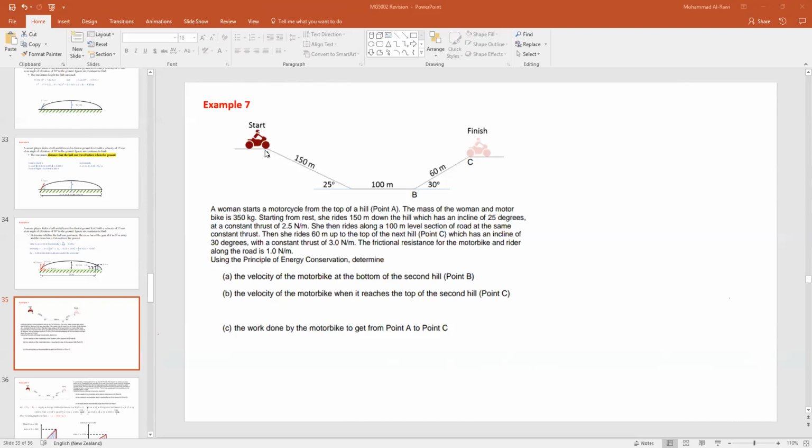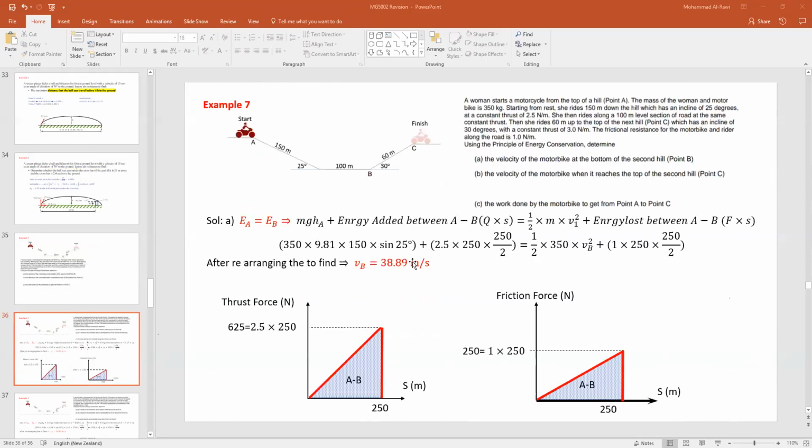So we're trying to find from A to B. And then the velocity of the motorbike when it reaches the top of the second hill, the velocity at point C. And the last one is the work done by the motorbike to get from point A to C. How much work is it to get there? I'll go through this very easily because I will share this with you.